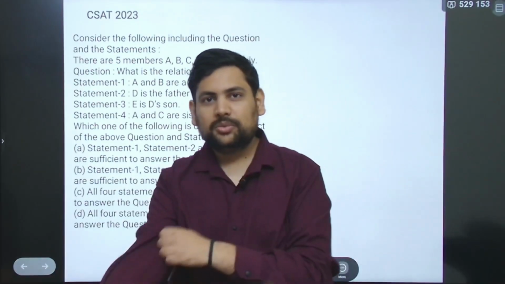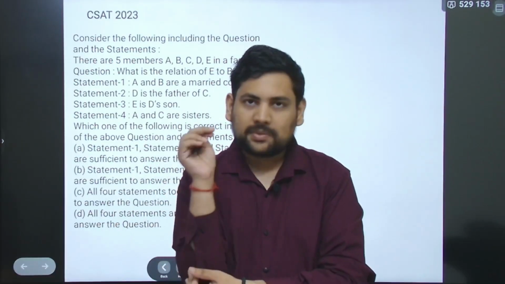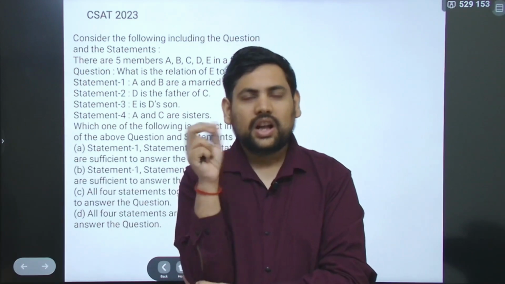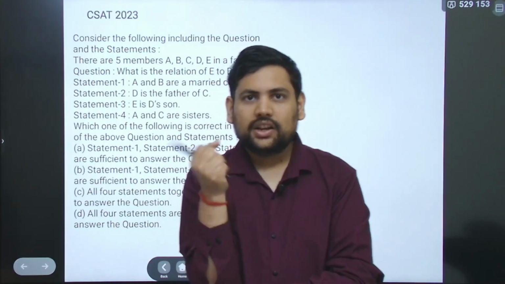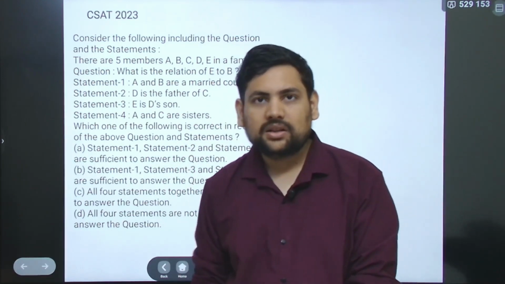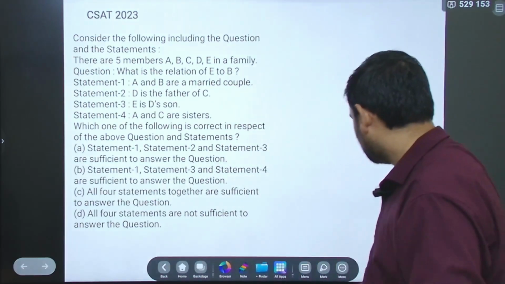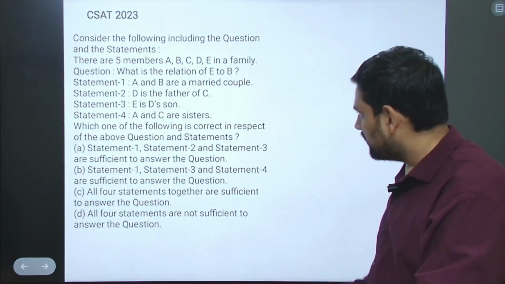2023 was considered to be the most difficult paper. You will see some of the data sufficiency questions also are a bit tricky. Okay, they are from different chapters. Some of them are a bit tricky. Okay, let's see. So this is the first question.